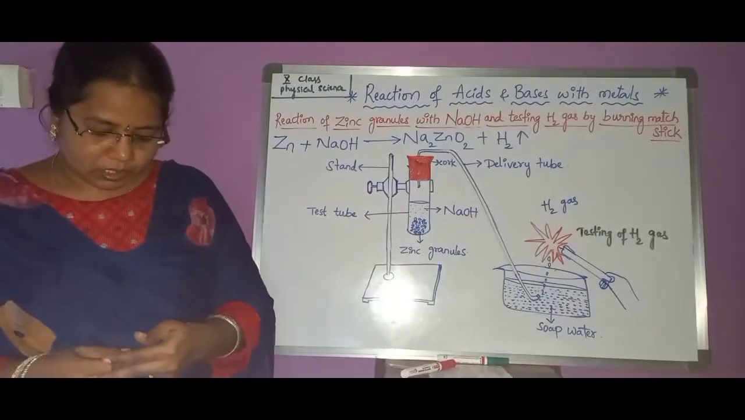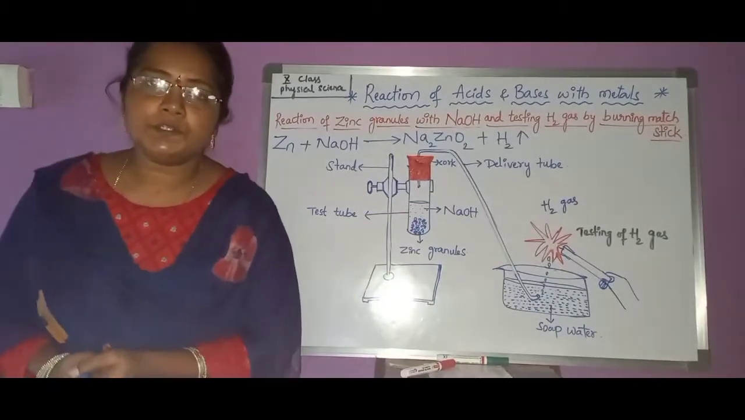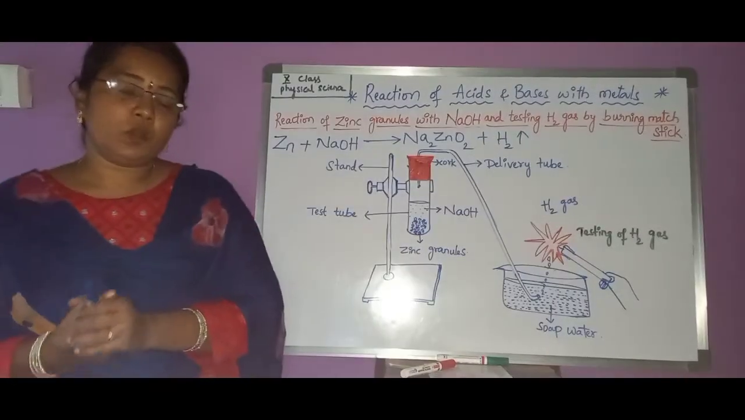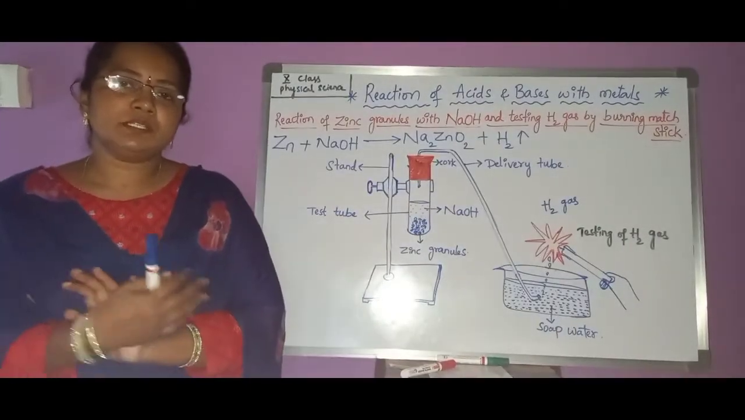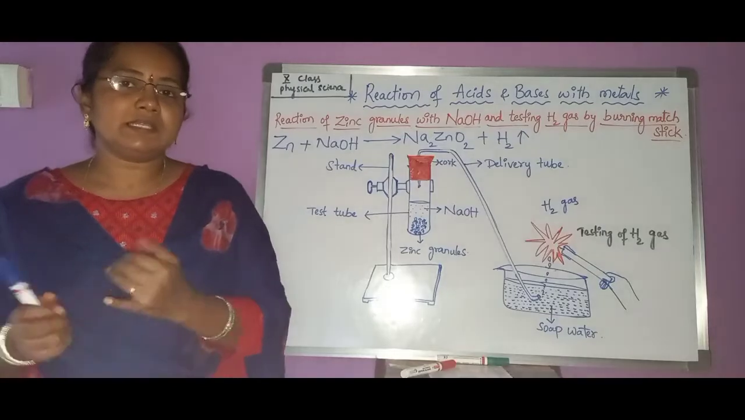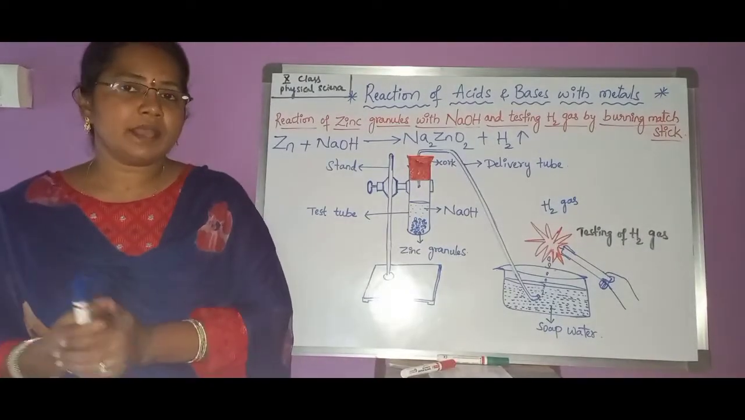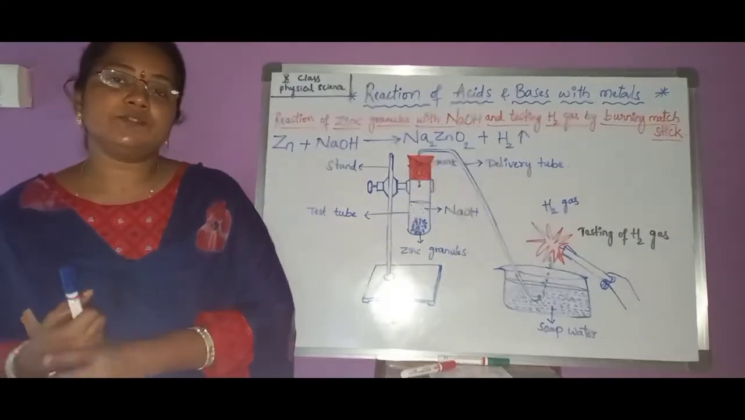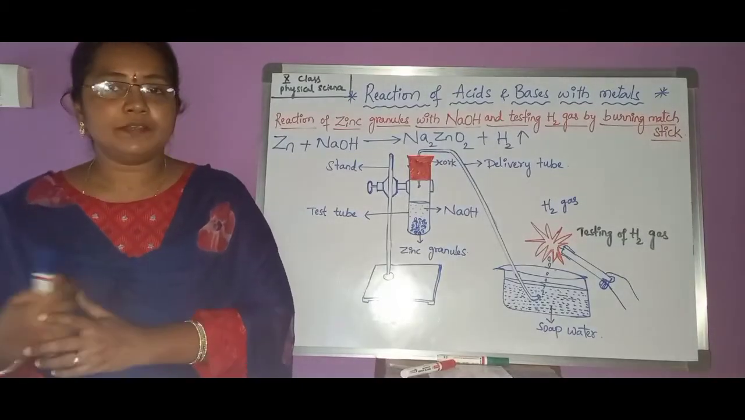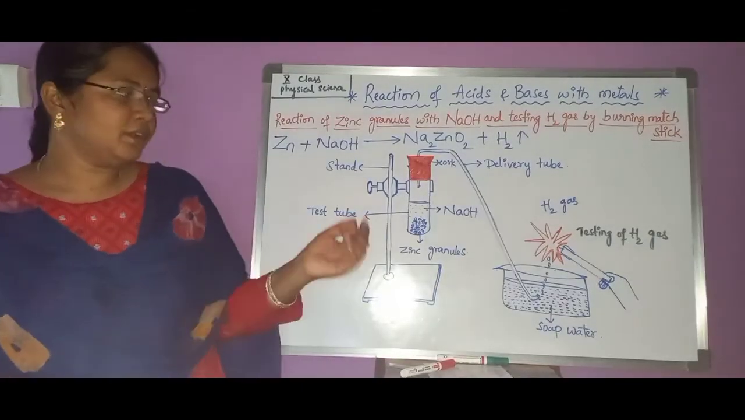Based on these activities, we can come to a conclusion that when a base reacts with a metal also, you will get the salt and hydrogen gas. When an acid reacts with a metal, we get the salt and hydrogen gas. In the same way, when a base reacts with a metal also, we get the salt and hydrogen gas as the products at the end of the reaction.